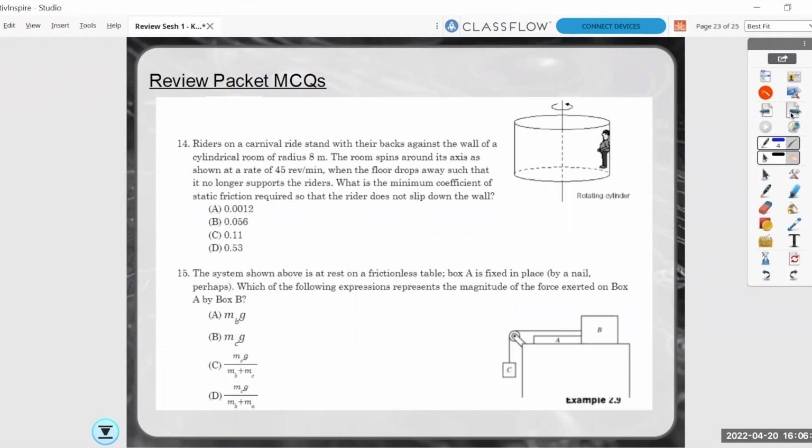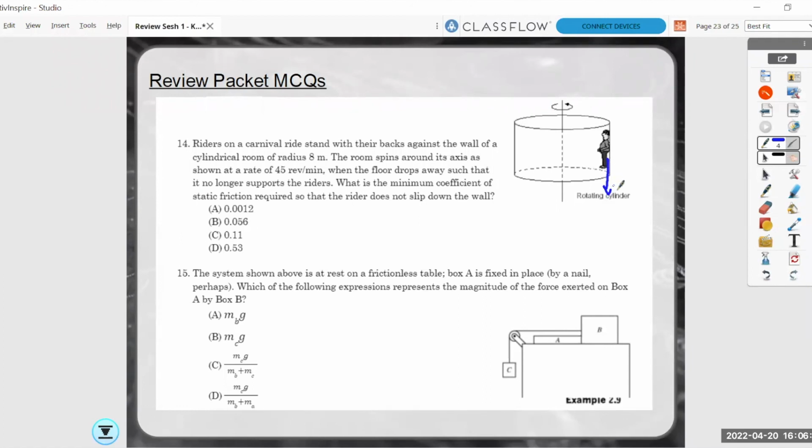Excellent. 14 is one of my favorite questions. That said, it is a little bit strange. So let's go ahead and take a look at this real quick. I don't know if you've ever been on one of these rides. They're pretty fun. What's happening here is though that you get pinned against the wall. So let's draw a little free body diagram for you.